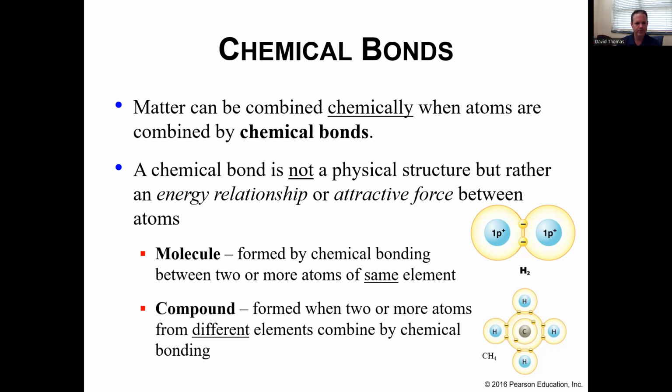Once you have two or more different elements coming together, then that forms what's called a compound. And so you have a compound here of methane. You've got carbon right in the middle. You've got four atoms of hydrogen, and that forms that compound. Very stable compound here.